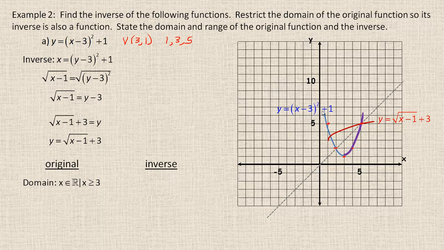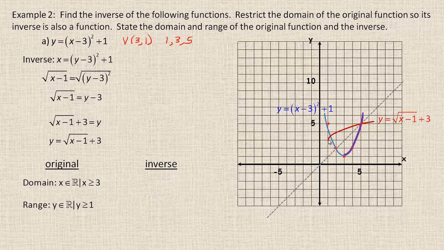The domain of the parabola is normally all real numbers, but we're going to restrict it to just the right half of the parabola. Since x is 3 there, we're talking about just where x is greater than or equal to 3. The range of that would be, the lowest y value is 1 here, and the y values are higher than 1 everywhere else. So y is greater than or equal to 1.